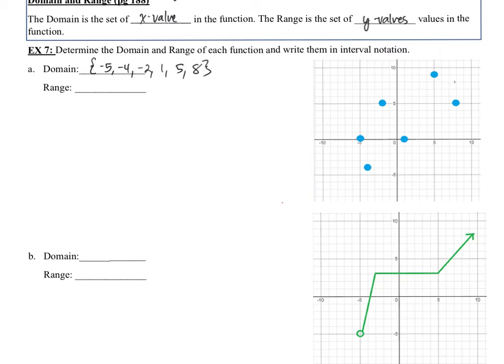So the range, let's take a look. I'll start from bottom and go to top. First one I see here is negative 4. And then, let's see, my range I hit 0. And then next ones I hit 5. Range is kind of weird because you're looking sort of sideways at it. And lastly, I hit 9. So my range values are just 4 of them.